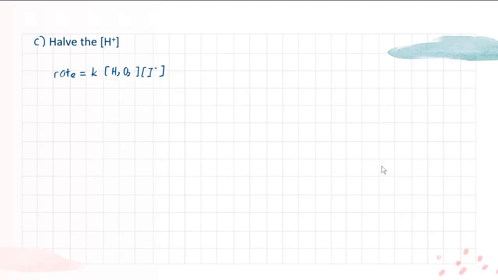Now if you change the concentration of H+: since in the rate law, H+ has a zero order, inside your rate law it doesn't have any H+. Therefore, in this case, the rate will remain constant. It remains unchanged and doesn't affect the rate, no matter how you adjust the concentration of H+, which is a zero order.